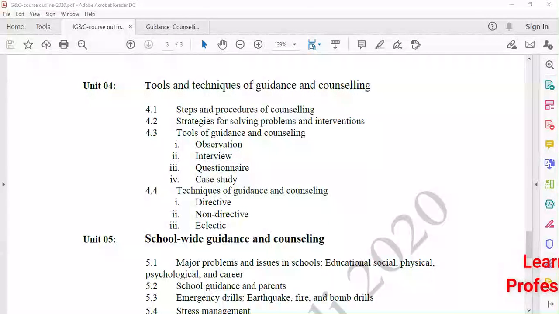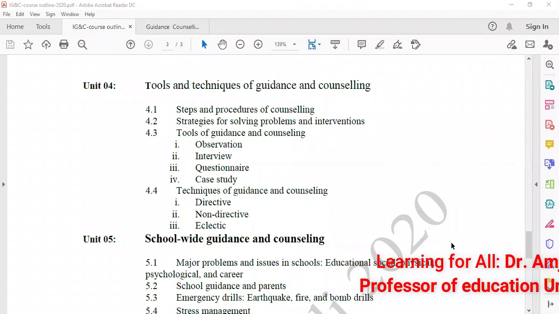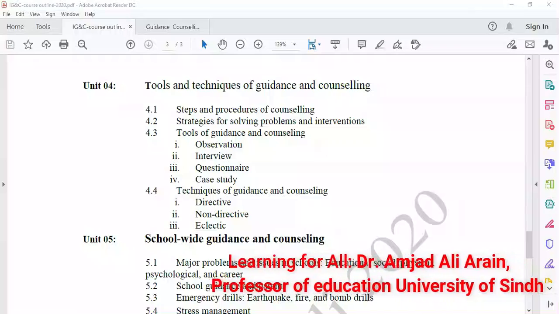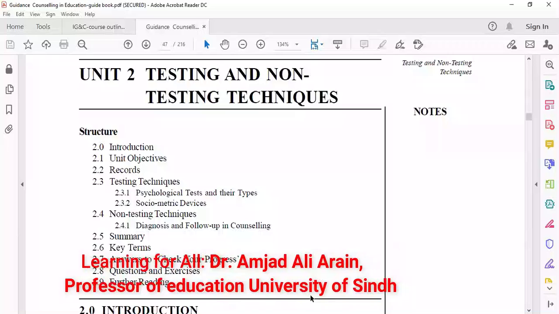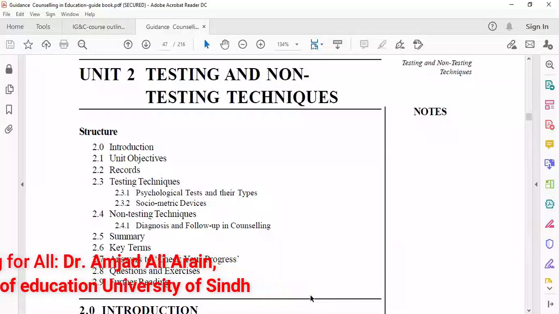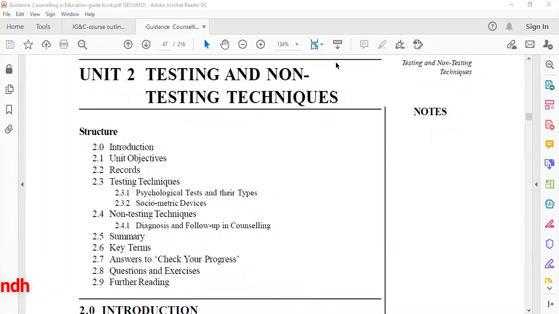About the tools and techniques of guidance and counseling. In guidance and counseling, we had studied about different approaches. Basically, there are two approaches whenever we are talking about techniques and tools of guidance and counseling. These two approaches are testing and non-testing techniques, or you can say quantitative and qualitative techniques, or quantitative approach and qualitative approach.